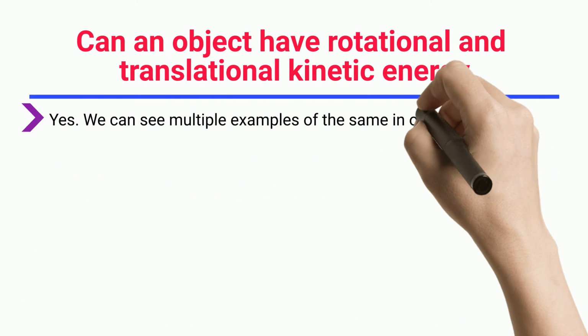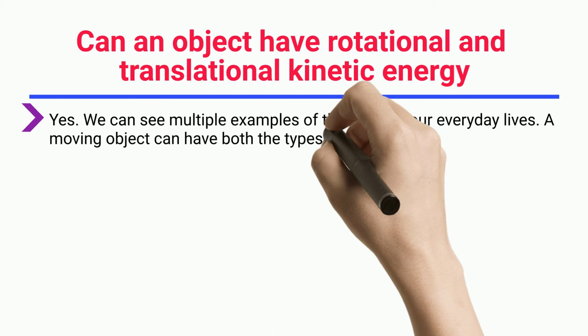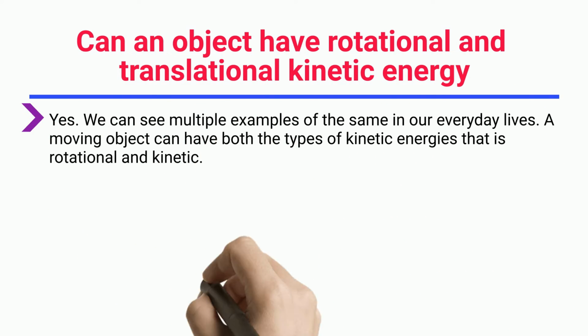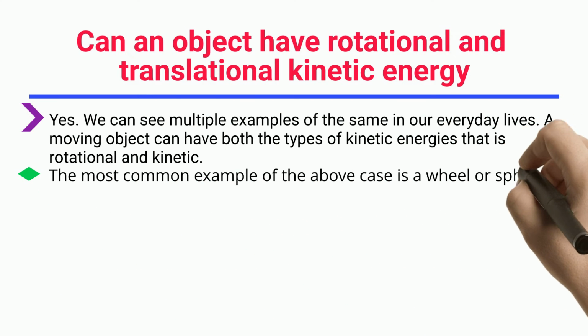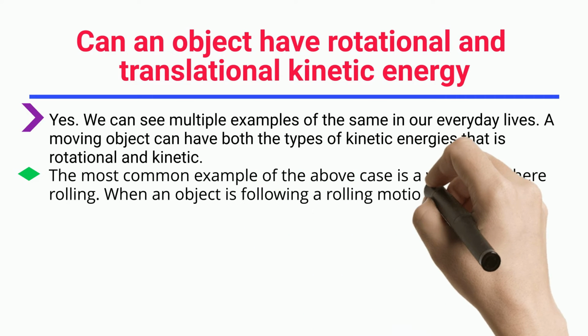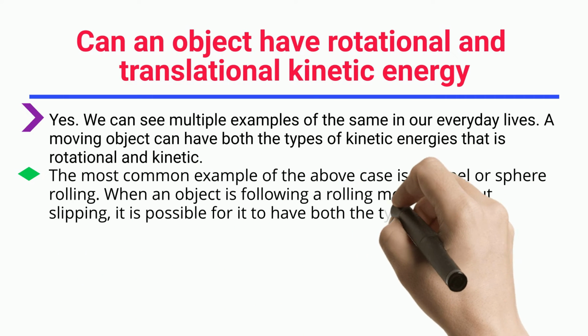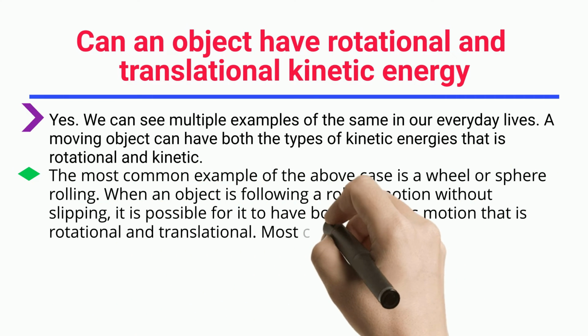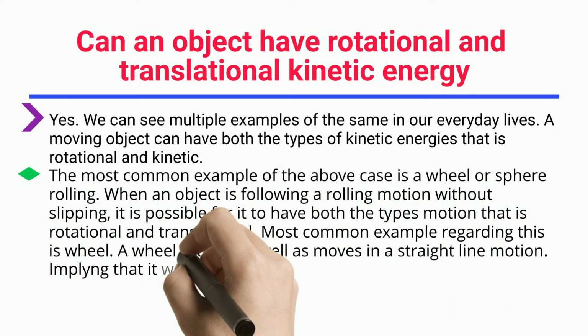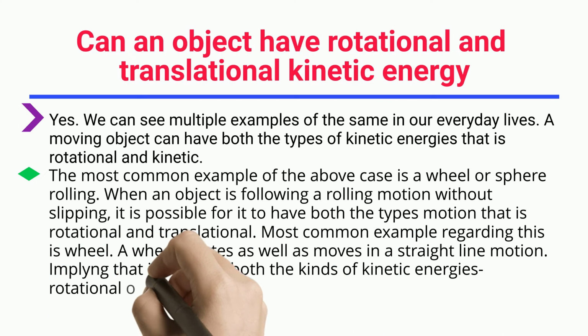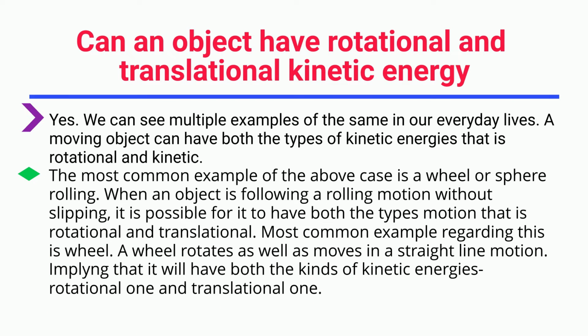Can an object have rotational and translational kinetic energy? Yes. We can see multiple examples of the same in our everyday lives. A moving object can have both types of kinetic energies, that is rotational and translational. The most common example of the above case is a wheel or sphere rolling. When an object is following a rolling motion without slipping, it is possible for it to have both types of motion, that is rotational and translational. A wheel rotates as well as moves in a straight line, implying that it will have both kinds of kinetic energies, rotational one and translational one.